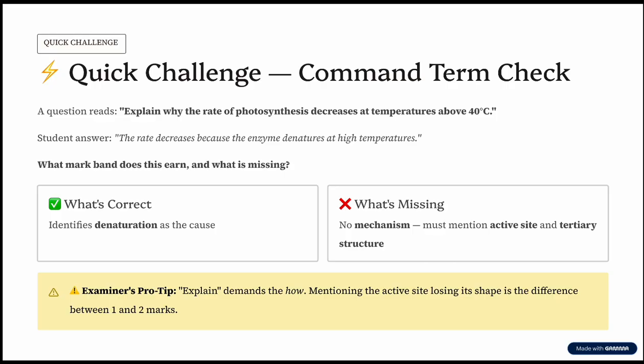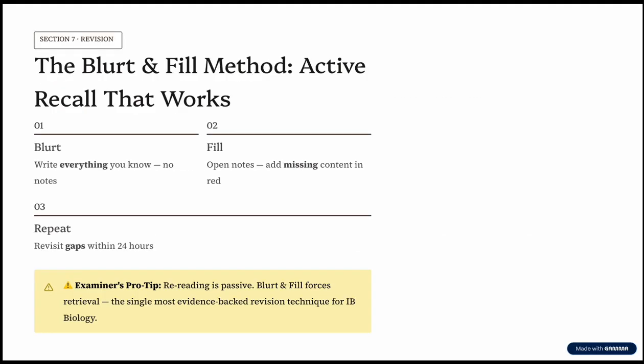Finally, how do you get all this into your head? Stop passive reading. Use the blur and fill method. Take a blank sheet of paper and blurt out everything you know about a topic. Then grab your notes and fill in what you missed using a different colored pen. Your brain will focus on those gaps, making your study sessions twice as effective in half the time. So, rereading is passive, blurt and fill forces retrieval, the single most evidence backed revision technique for IB biology.